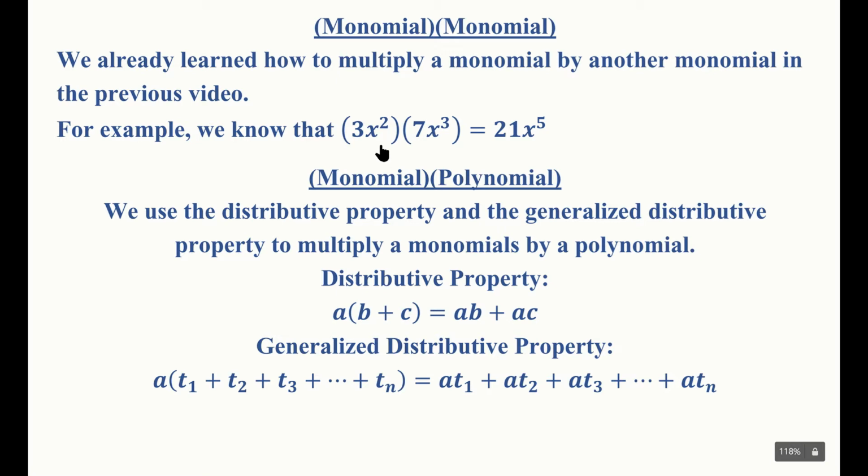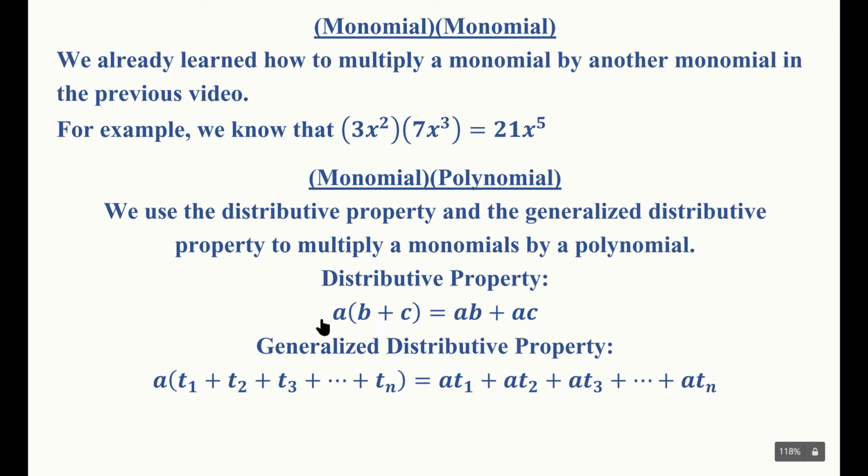So the transition over to monomial times polynomial is also very simple. We're basically going to be utilizing a familiar property from the past, the distributive property. We know that when we have a times quantity b plus c, because these are contained in a group, we're going to be distributing the a into the parentheses, so we get ab plus ac.